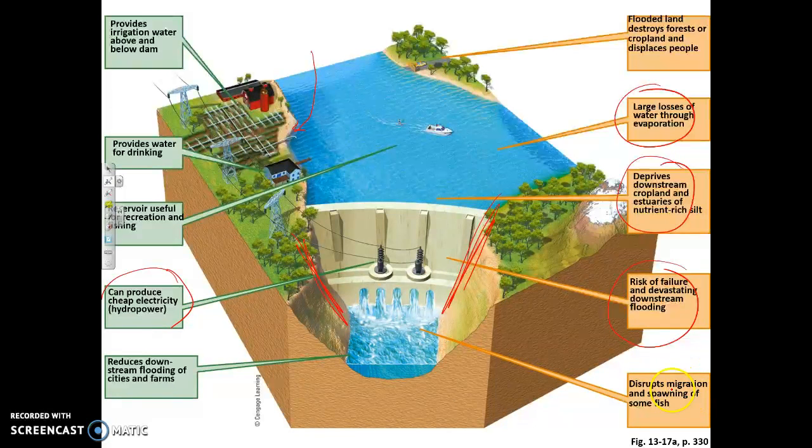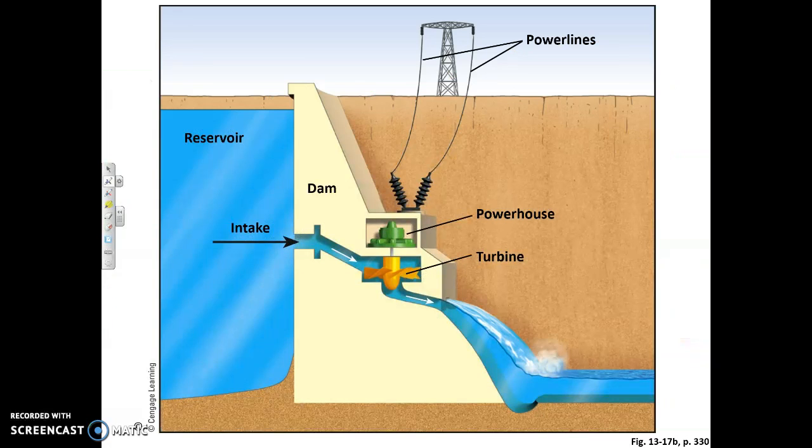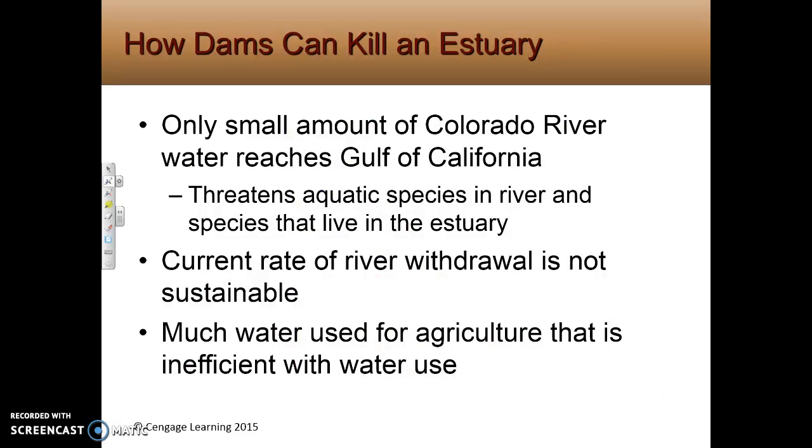And then finally, the spawning of fish. Fish will spawn naturally where they were hatched, but if they were hatched above the dam, they have no way of getting back above the dam to spawn, and so it disrupts a lot of the fish cycles. We're going to bypass how a dam works, and somebody will be doing a presentation on that later.